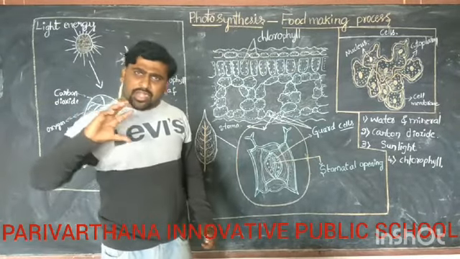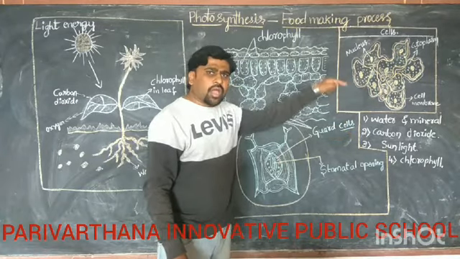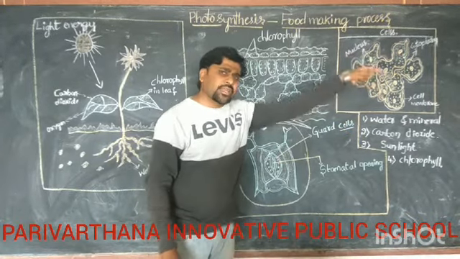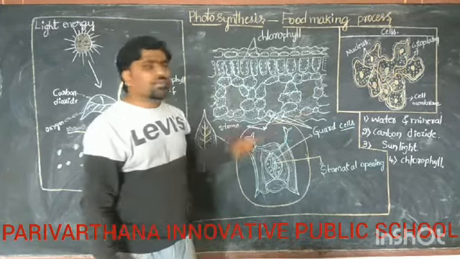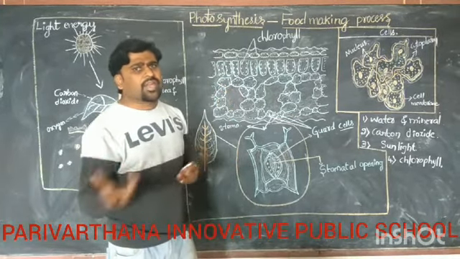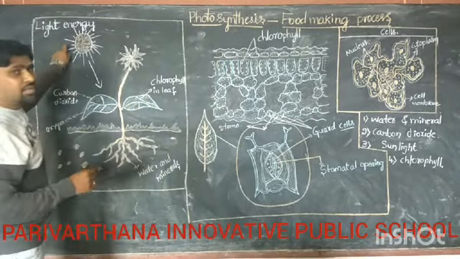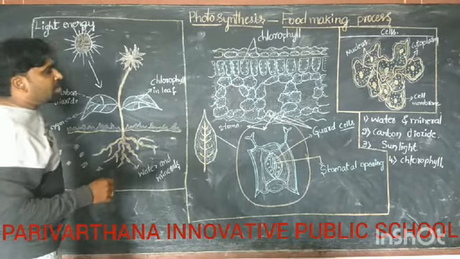Regarding the air, it also contains carbon dioxide. That carbon dioxide is coming from air. And the third one, sunlight. You already know that the sunlight is coming from the sun, light energy, nothing but sunlight.